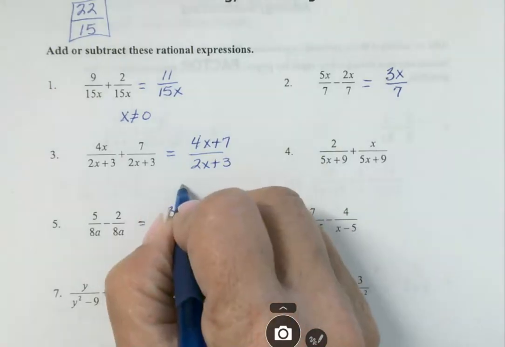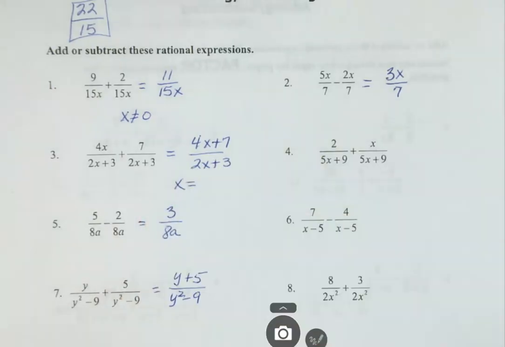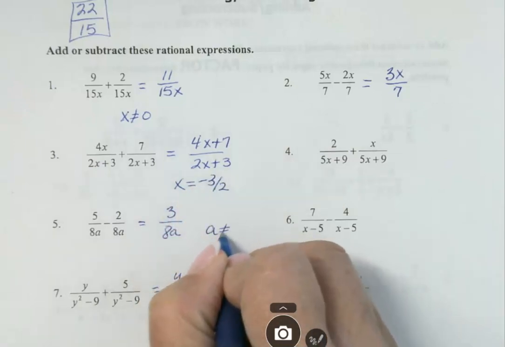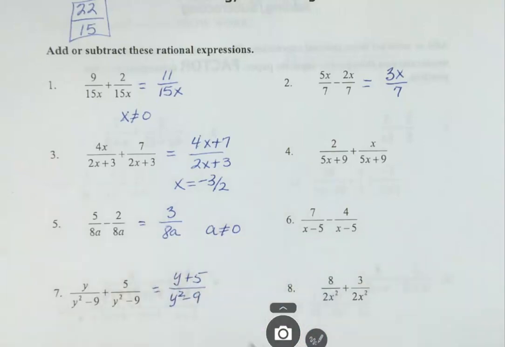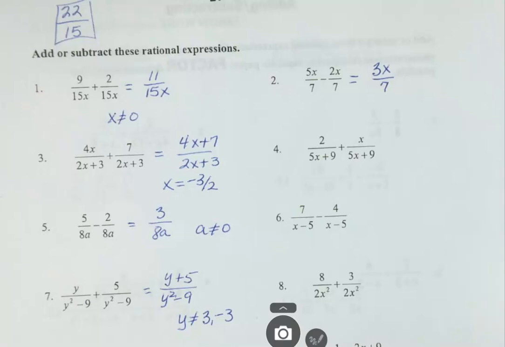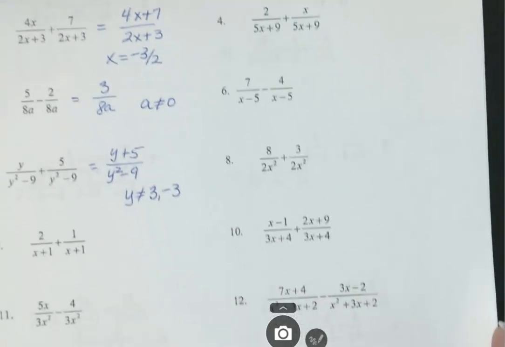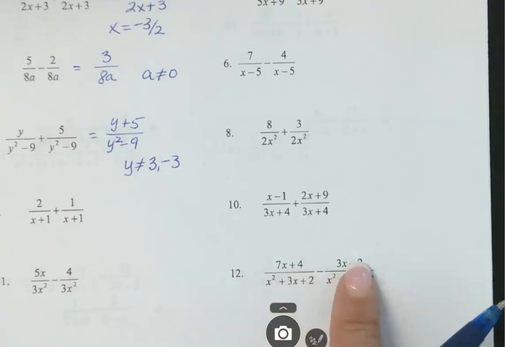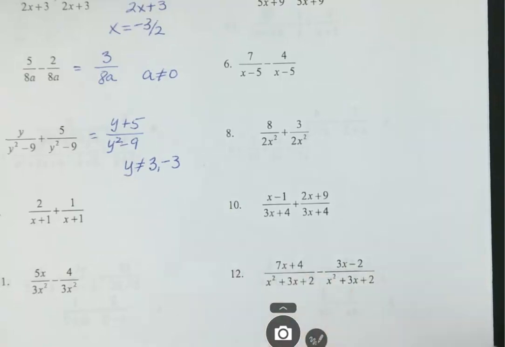Again, I keep forgetting to go back, but x cannot be, again, you set that equal to 0. This would be a negative 3/2. A cannot be 0, because 0 times a is 0. And in this case, I would factor that, and so I know that y could not be 3 or negative 3. So that's what you're going to do on all of those. Those are pretty easy because they already have a common denominator. But do be careful just in case you get to something like down here, that once you add those, make sure that you cannot factor and reduce.